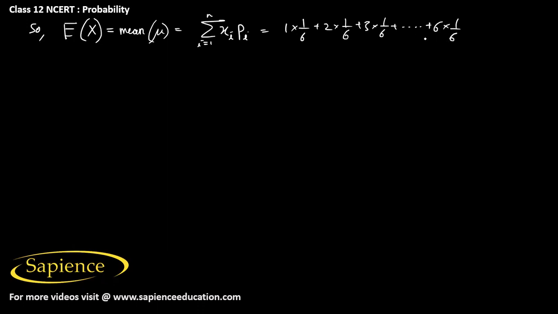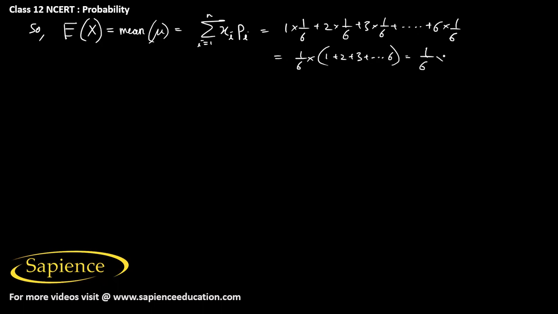Obviously, the mean is the same as the expectation value. It is also represented as mu. So that would be the summation of i from 1 to n of xi pi. Here we have got 6 values. So it would be 1 into 1 by 6 plus 2 into 1 by 6 plus 3 into 1 by 6 and so on till 6 into 1 by 6. There are 6 outcomes and each has the probability 1 by 6. So this would be 1 by 6 times (1 plus 2 plus 3 till 6).